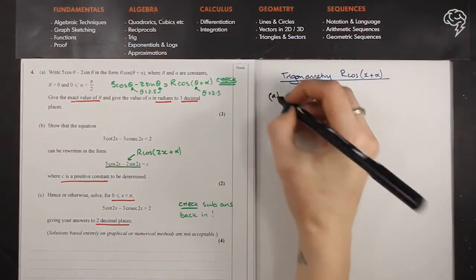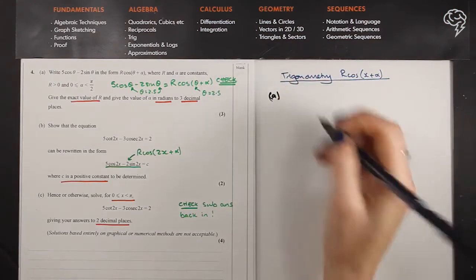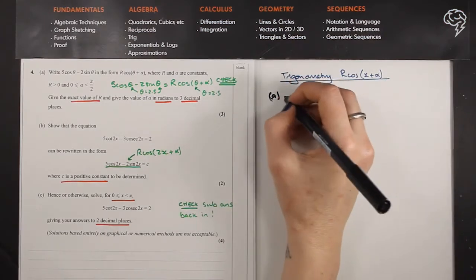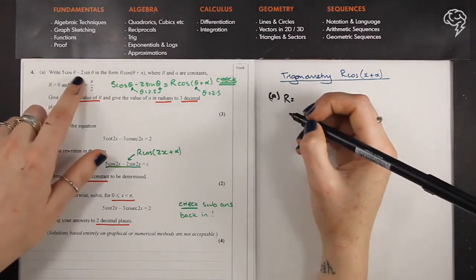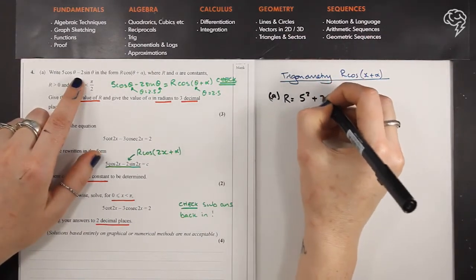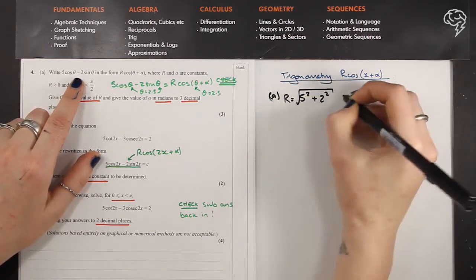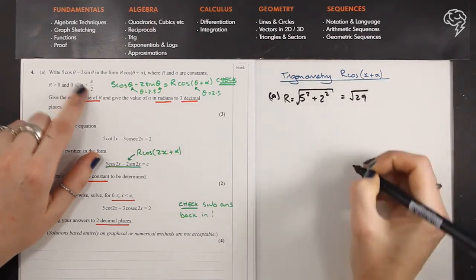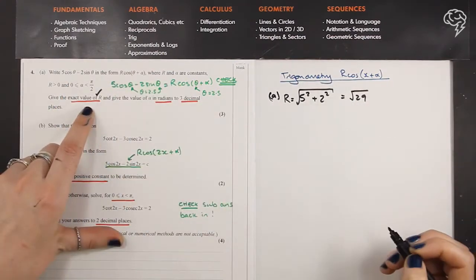RA then. Oh, the pen went a bit not very well there. So R is always easy, isn't it? This guy squared plus this guy squared, square rooted. Done. 1 mark in the bank. That is my exact value of R.